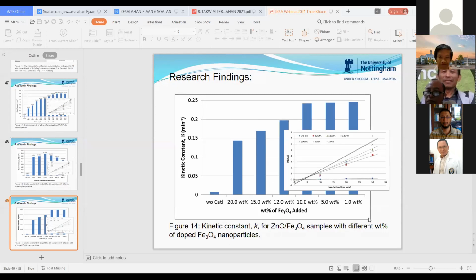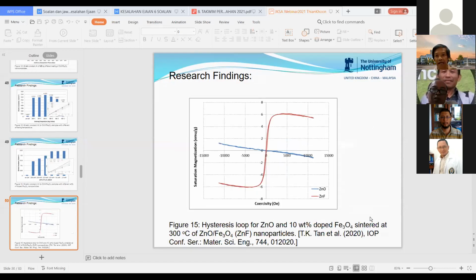Of course, this is the result of the degradation for iron oxide, and we would like to see the magnetic characteristic. It is very obvious, as you can see: the blue one is just the metal oxide, zinc oxide, but the magnetic nanocomposite is the red one. So it's now very obvious there is a magnetic characteristic.